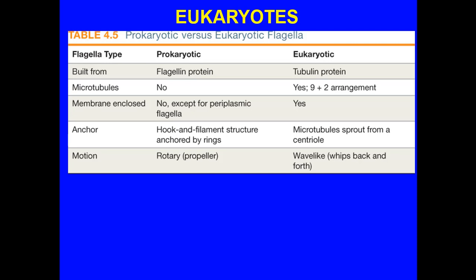The anchoring of a prokaryotic flagella is a hook and filament structure anchored by rings. The eukaryote is by microtubules which sprout from the centriole. Now, with the prokaryotic flagella, its motion is rotary, sort of like a propeller, so it's kind of spinning. Whereas with the eukaryote, it moves in a wave-like manner, whipping back and forth, back and forth.